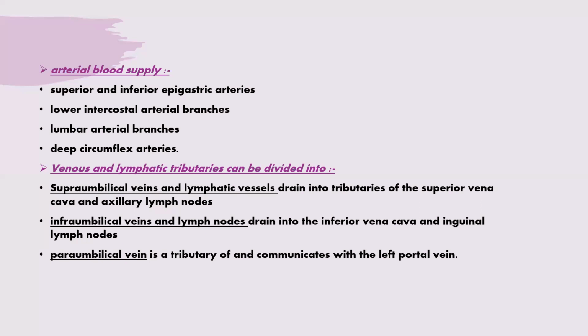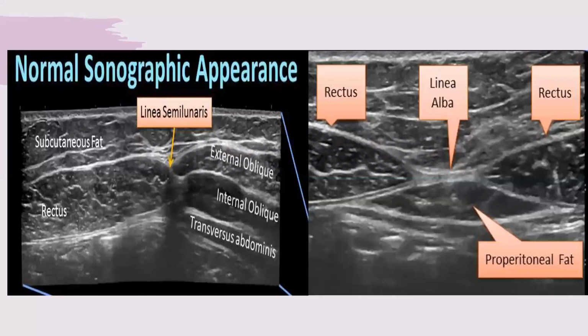This is a diagram of the normal sonographic appearance of the anterior abdominal wall: skin, subcutaneous fat, rectus muscle, linea semilunaris, external oblique, internal oblique, and transverse abdominis. This is a paired rectus muscle, and this is linea alba, properitoneal fat. By CT scan: skin, subcutaneous tissue, right and left rectus muscle, linea alba, linea semilunaris, external and internal oblique, and transverse abdominis muscle.